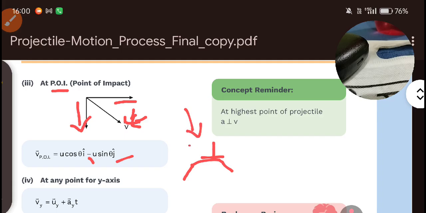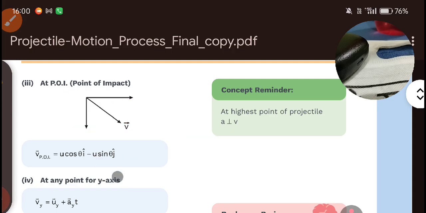This acceleration will be perpendicular to, like this will be our velocity, this is our velocity, and this is our acceleration. At this point, acceleration will be perpendicular to velocity.